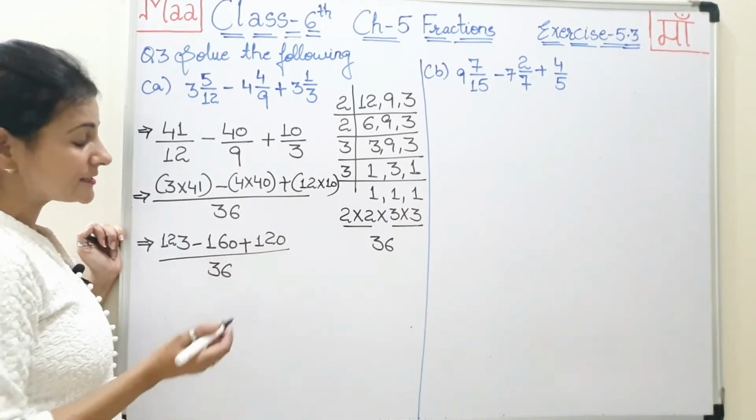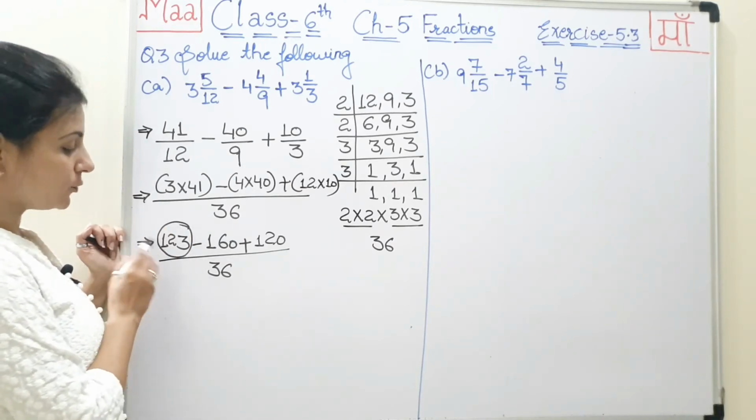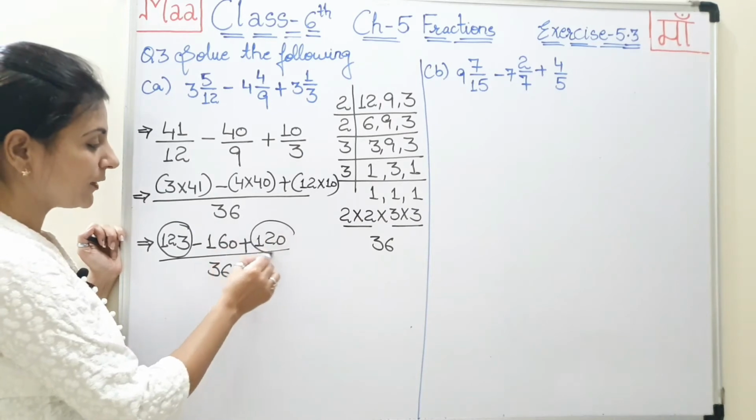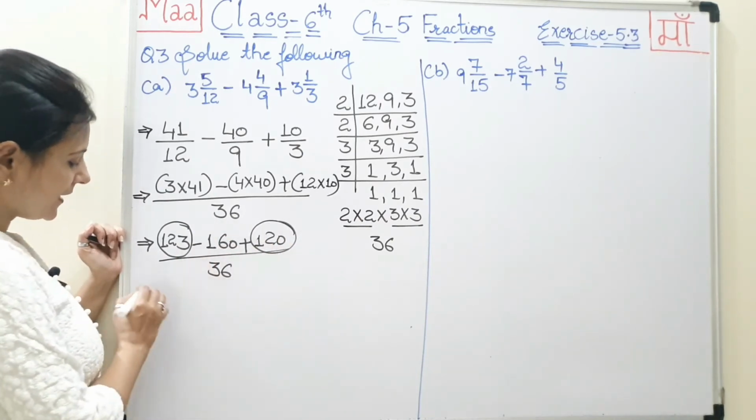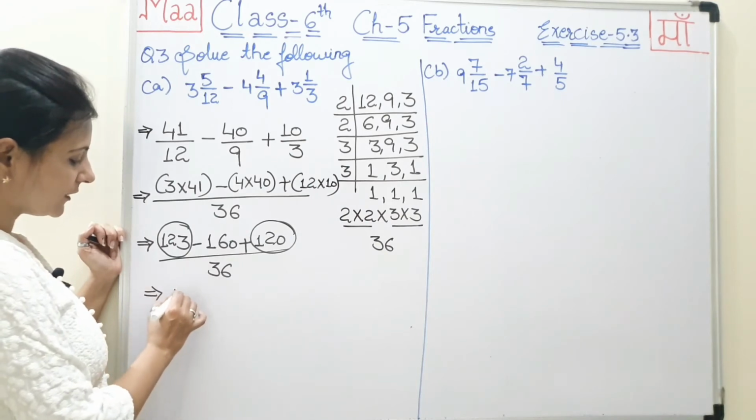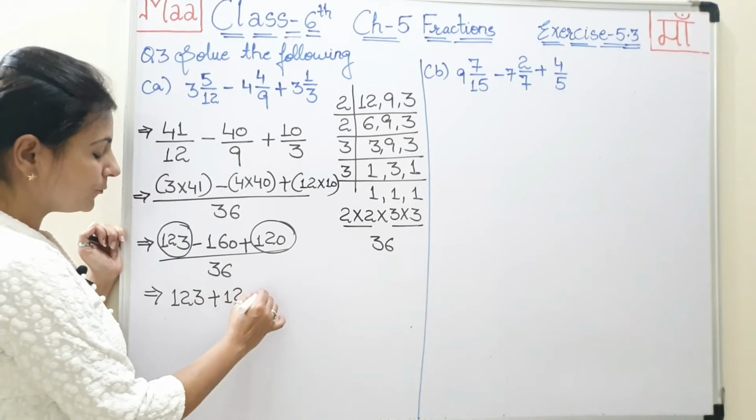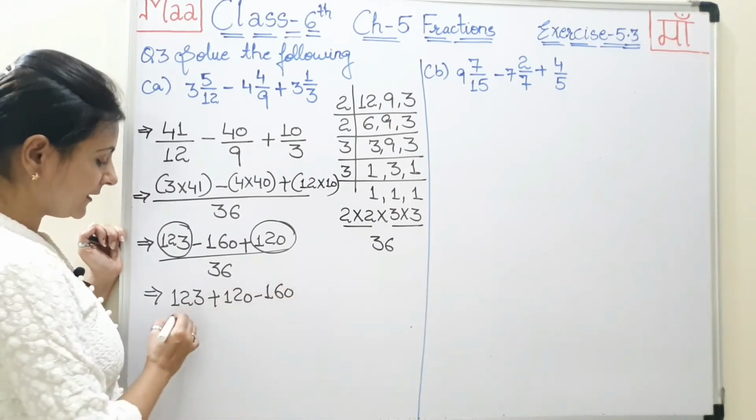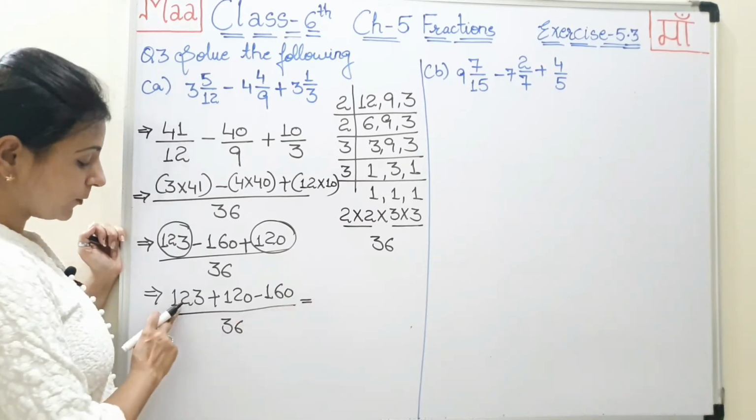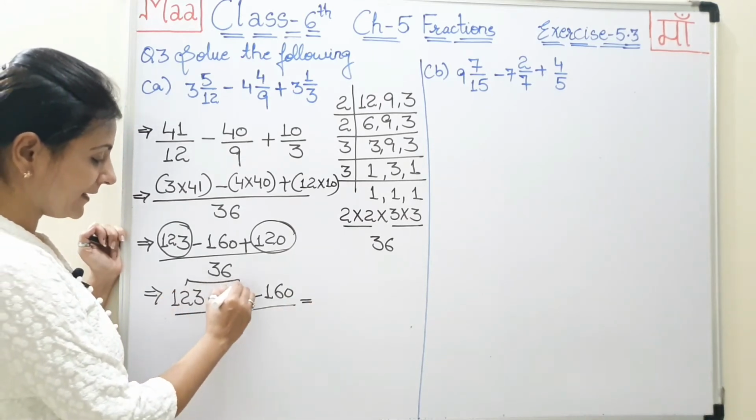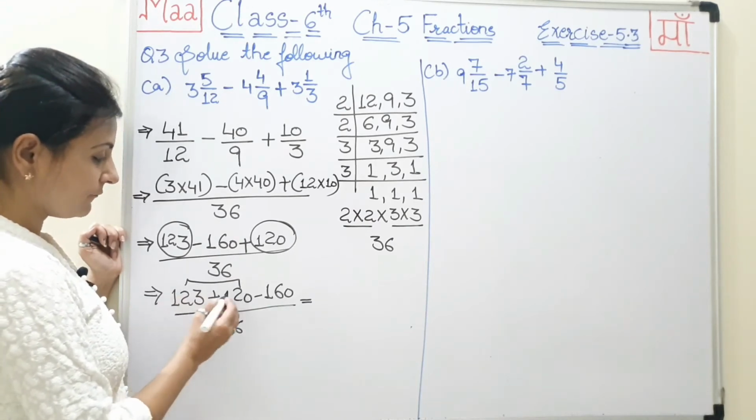Now see students, in this step, this 123 is with a plus sign, no sign means plus, and this 120 is also with a plus sign. These are both plus sign numbers. So first you will keep these two together. We will combine 123 and 120, and 160 will come separately upon 36. Now add it. First add 123 and 120. So after addition you will get 243.